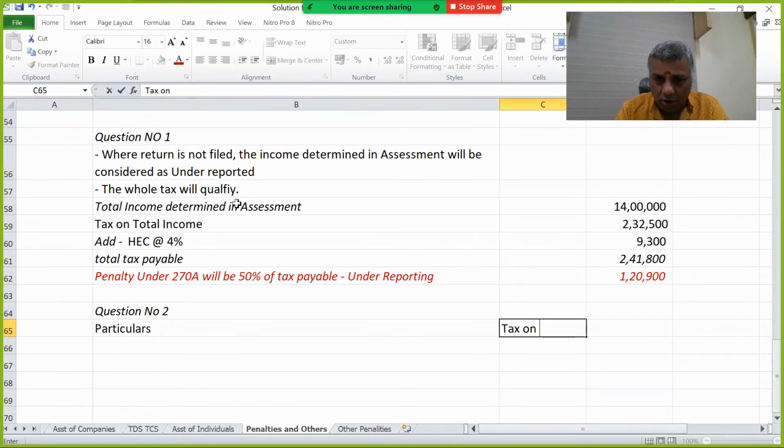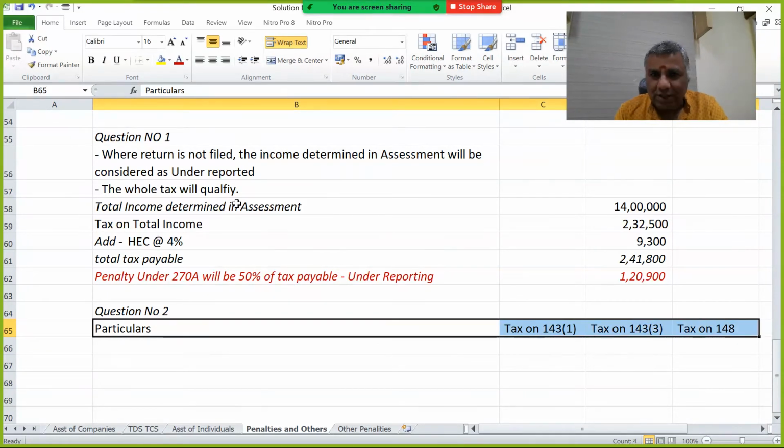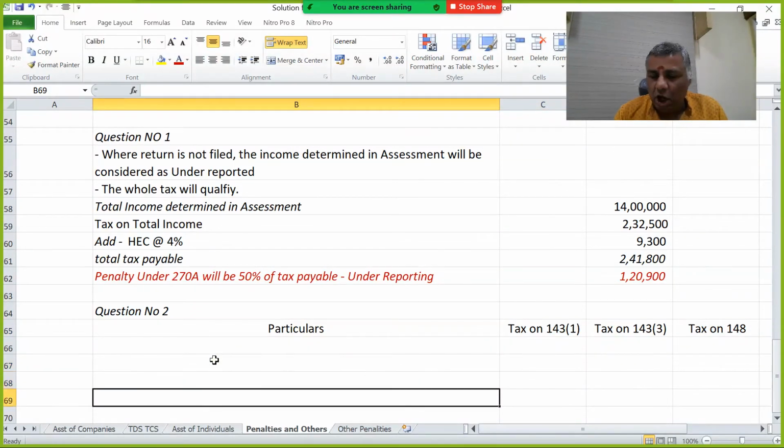Tax on 143(1), tax on 143(3) and tax on 148. Always put the two taxes and take the difference between them. Sir, can I find out the difference in tax directly? The law does not permit that.